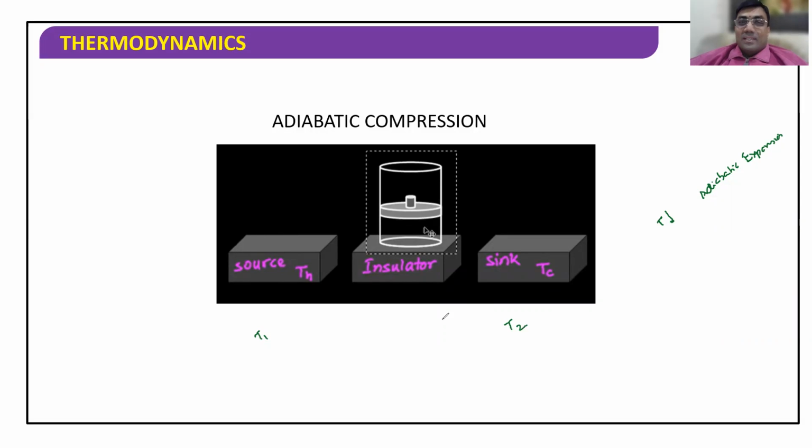Now, listen carefully. This is also T2 only. Now, adiabatic compression means work is done on the system. So internal energy increases, temperature increases. That's why you get back your T1 temperature. Agreed or not? So the cycle is finished. Cycle is done.